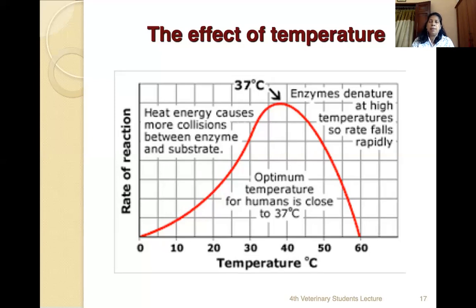Similarly, when we talk about enzymes, the environment of the reaction, even to get the maximum level, we want to keep it at the optimum enzyme activity level.